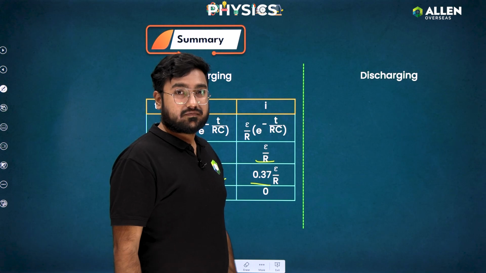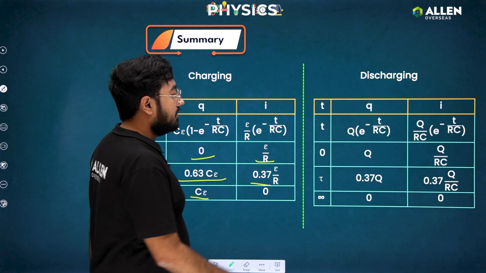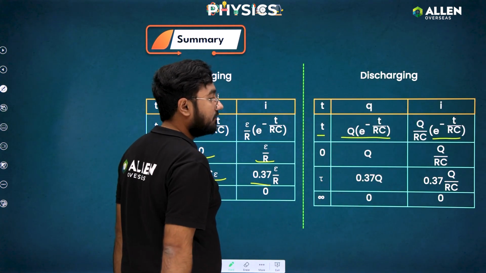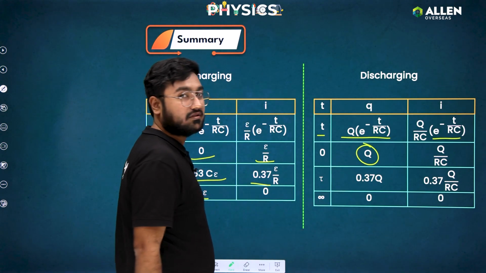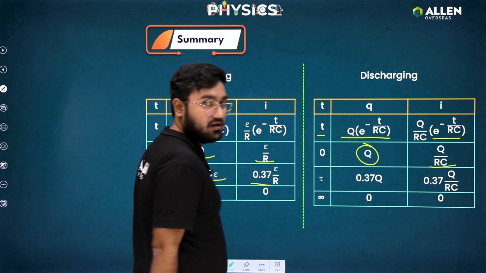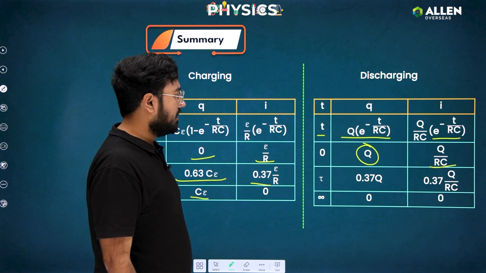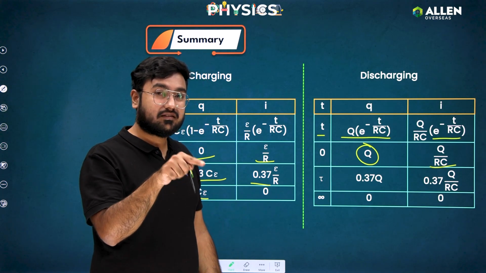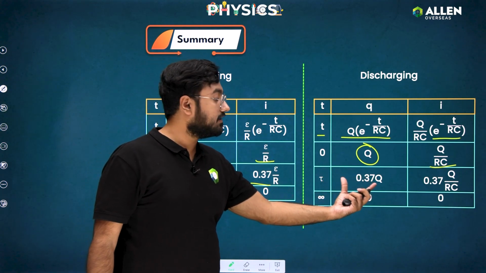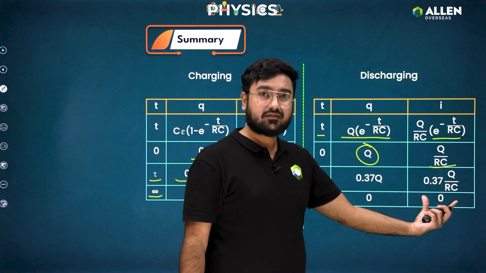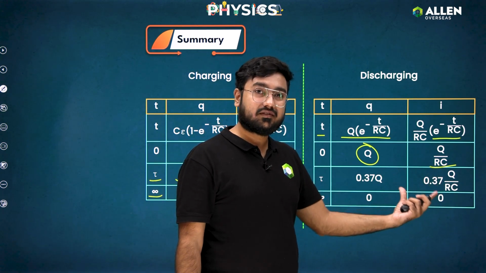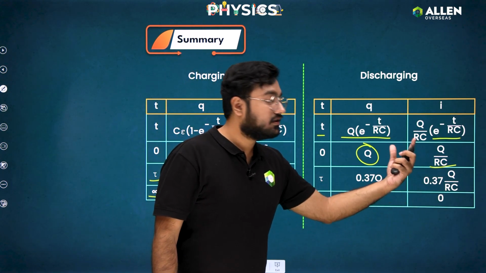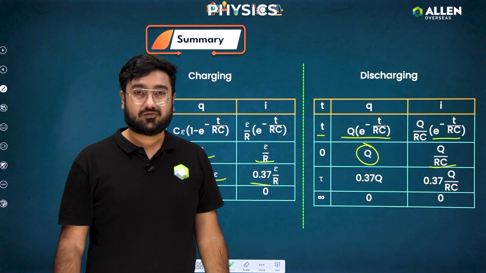In discharging case, again there will be a time constant that is defined. So q will be Q times e to the power minus t by RC. I is Q by RC times e to the power minus t by RC. Initially, charge is Q and current is Q by RC. Tau, in one time constant, 63% of the job is done. So now charge is decreasing in this case, so 37% remains. Here as well, current is decreasing, 63% of the job is done, so 37% remains. At infinity, charge will drop to 0. The current will also drop to 0.